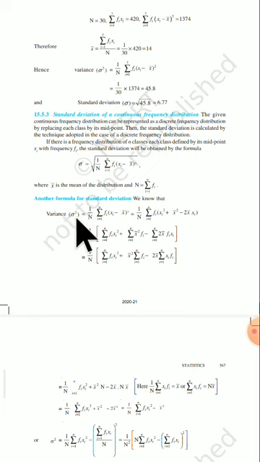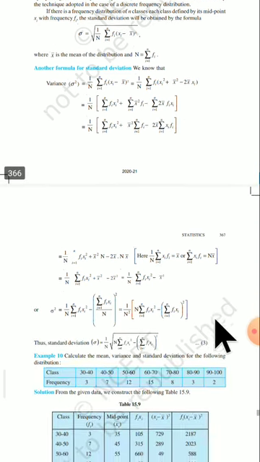Step deviation method. Here sigma square equals 1 by n into summation of fi into xi minus x bar whole square. So apply the (a minus b) whole square formula, a square plus b square minus 2ab. Next, multiply fi into all the terms. So fi into xi square, minus 2 x bar fi into xi, next plus x bar square.